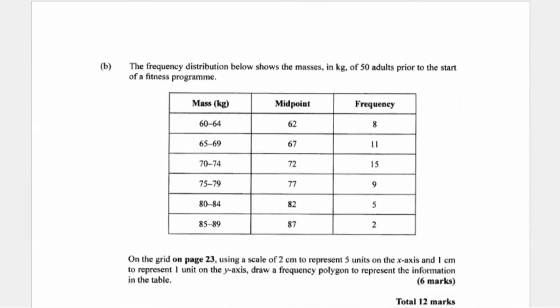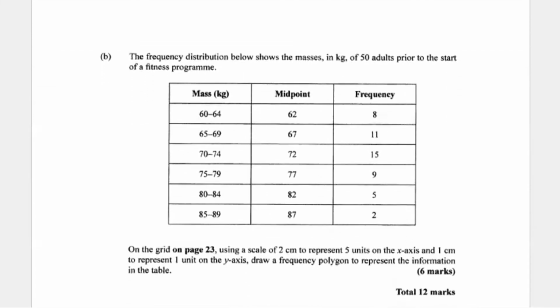Part B now says the frequency distribution below shows the masses in kilograms of 50 adults prior to the start of a fitness program. They gave us 6 class intervals, and the corresponding midpoint and the frequency. It says on the grid, using a scale of 2 centimeters to represent 5 units on the x-axis and 1 centimeter to represent 1 unit on the y-axis, draw a frequency polygon to represent the information in the table.